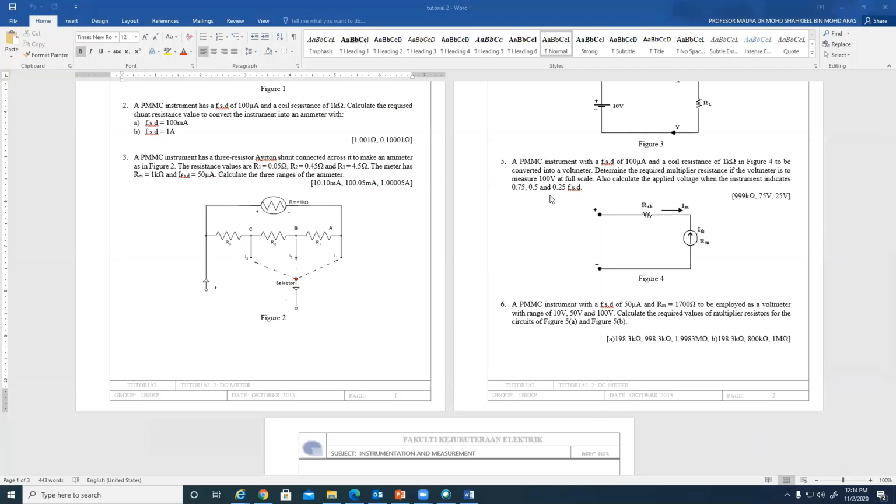Connected across it to make an ammeter as in figure 2. The resistance for R1 is 0.05, R2 is 0.45, and R3 is 4.5 ohms. Then you have to calculate the range for the ammeter. Try this one using the slide.